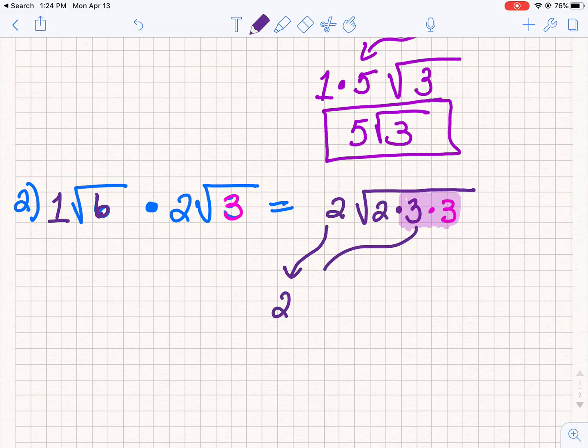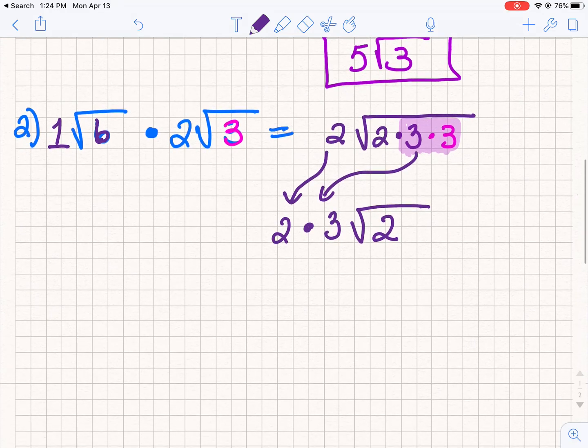I always call that our visitor. We have the 3's that escape. Something horrible happens and only one of them makes it out. And then left behind is a 2. And so my final answer here would be 6 root 2.